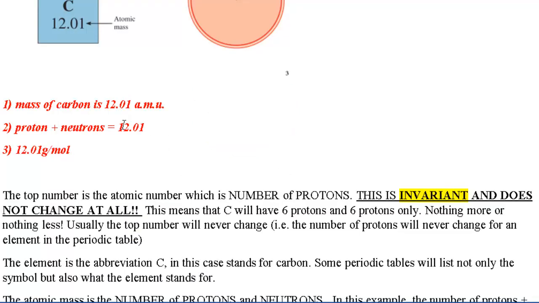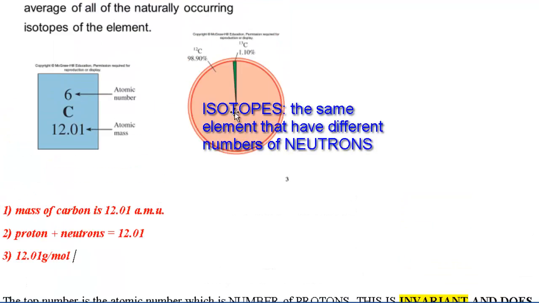Let's go back to this decimal number of 12.01, which is the mass number, protons plus neutrons. That 0.01 implies that it's not a perfect 12 for the mass of carbon. The reason why it's not a perfect, nice, round, whole number is because of isotopes. So carbon actually has 2 isotopes, a carbon-12 at 98.9% and a carbon-13 at 1.1%.